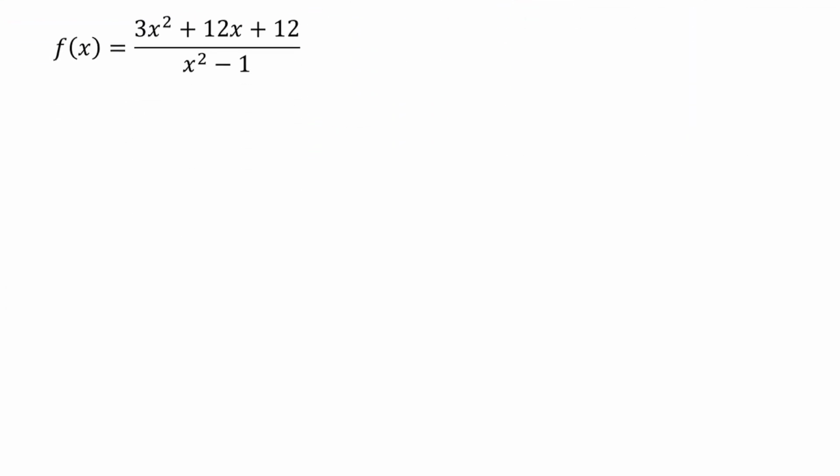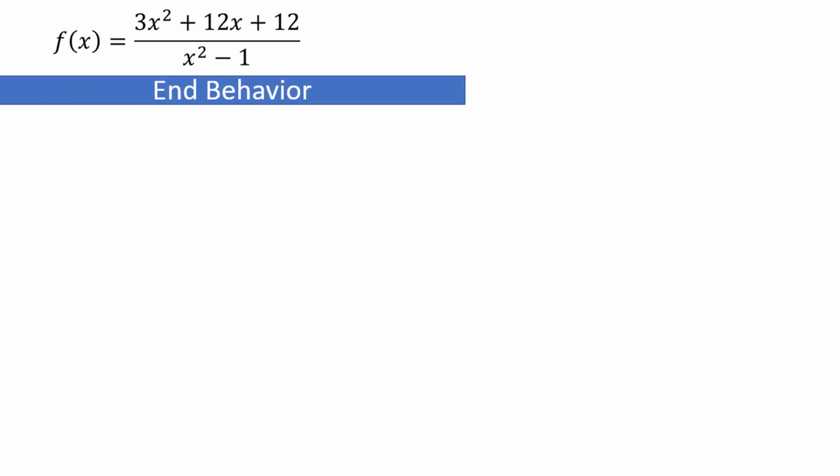How about f of x is equal to (3x squared plus 12x plus 12) divided by (x squared minus 1)? Since the degree of the numerator is the same as the degree of the denominator, we have a horizontal asymptote at the ratio of the leading coefficients, which is 3 divided by 1, or just 3. The equation of the horizontal asymptote is y equals 3.